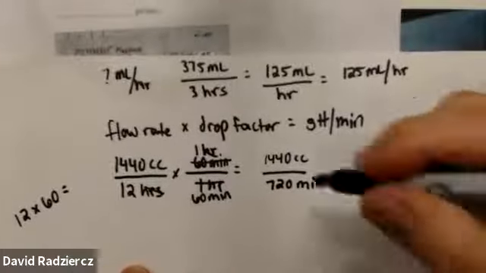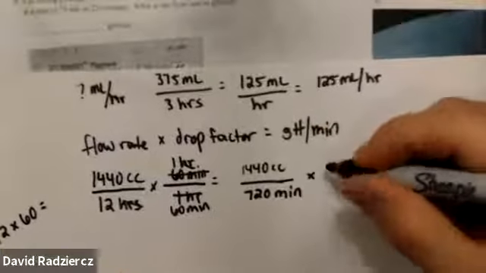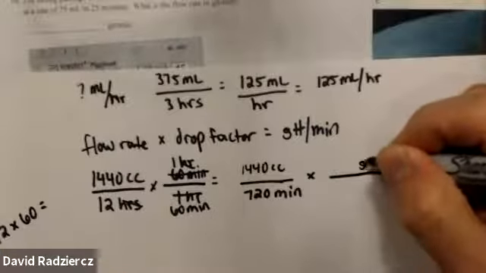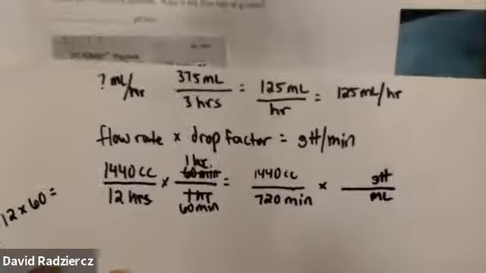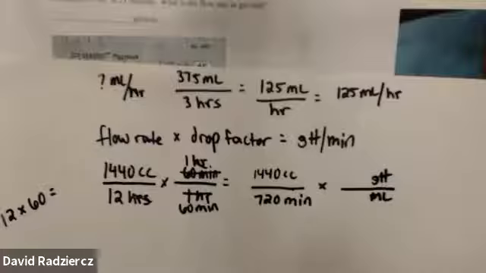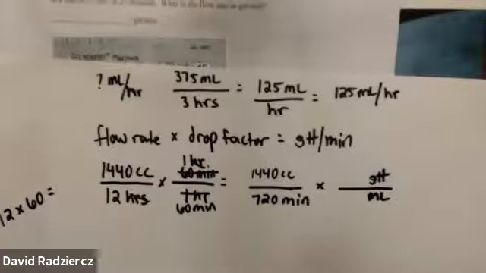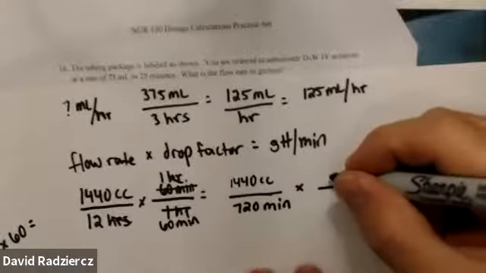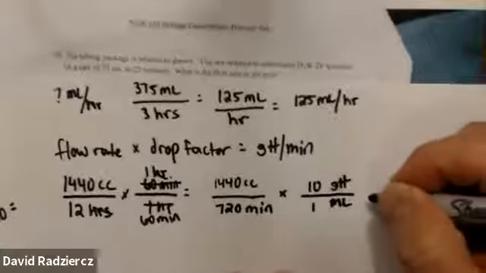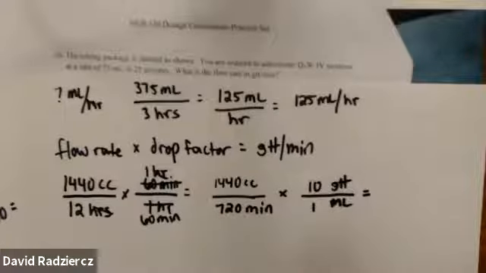All right. Now I'm going to multiply by my drop factor. Now at CCAC Allegheny, your drop factor will always be given to you, and it'll always be in drops per milliliter. If you're at another campus, sometimes they'll refer to microtubing, and microtubing, every time I've seen it as an example, is 60 drops per milliliter. The number, according to the label, was 10. So 10 drops per milliliter. And then we're just going to multiply and divide.